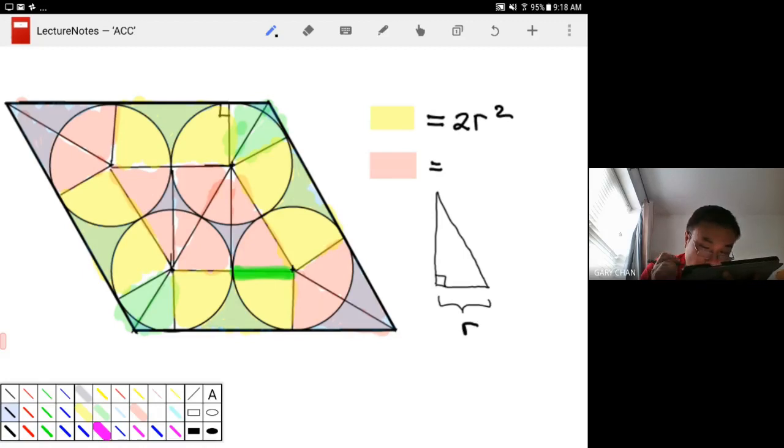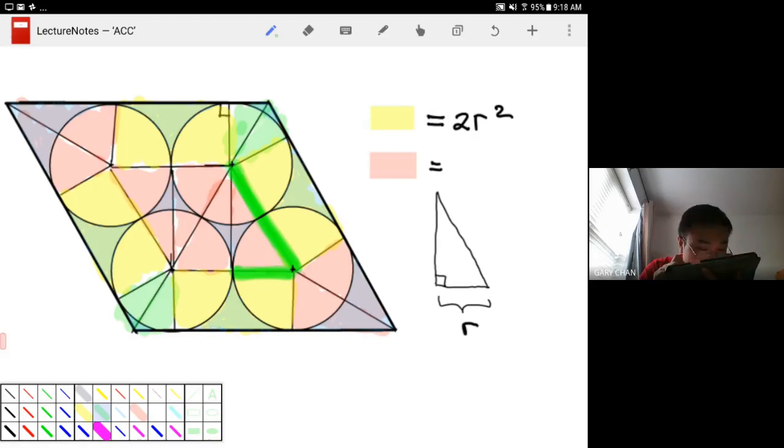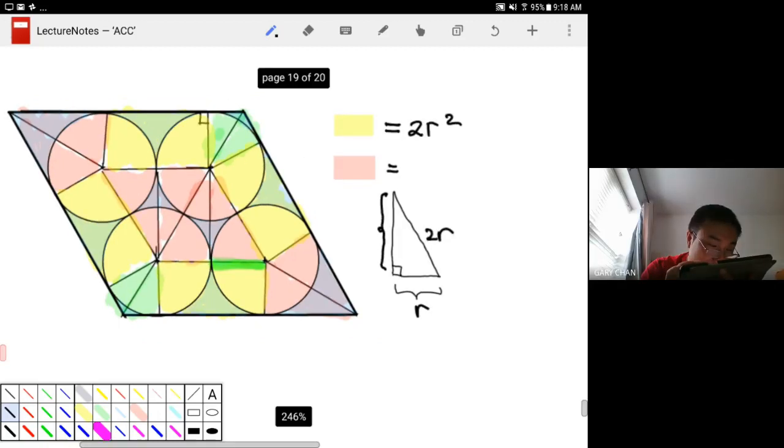Okay. What is the length going in this direction? Do you guys see what I'm highlighting? That is 2r. That's right. So that's 2r. And this is a right triangle, is it not? Yes. So how can I figure out what this guy is? The Pythagorean theorem.